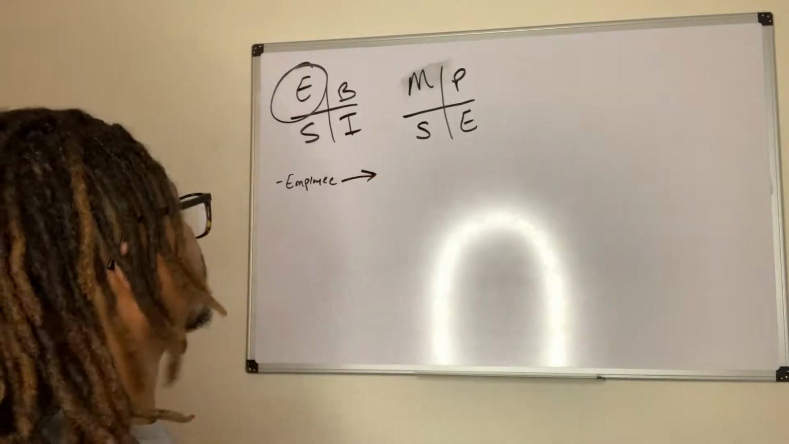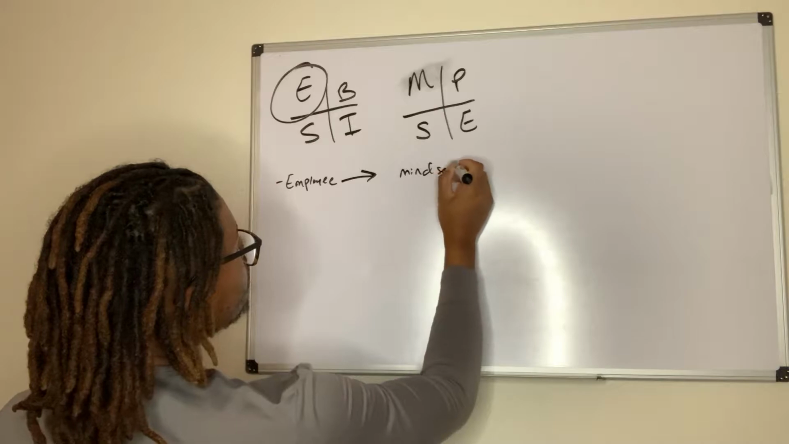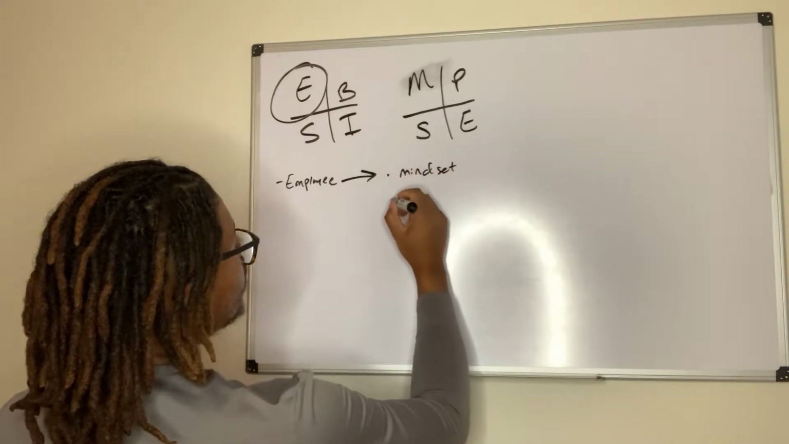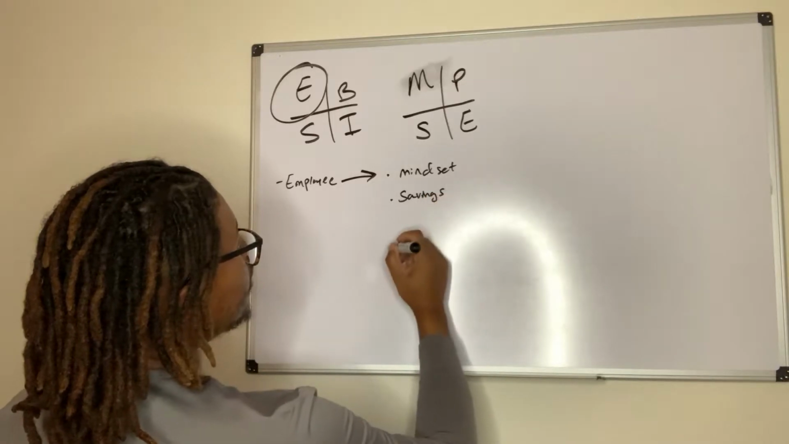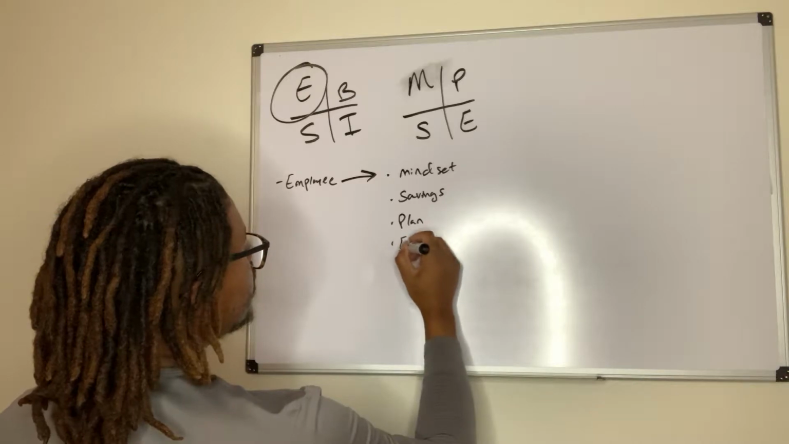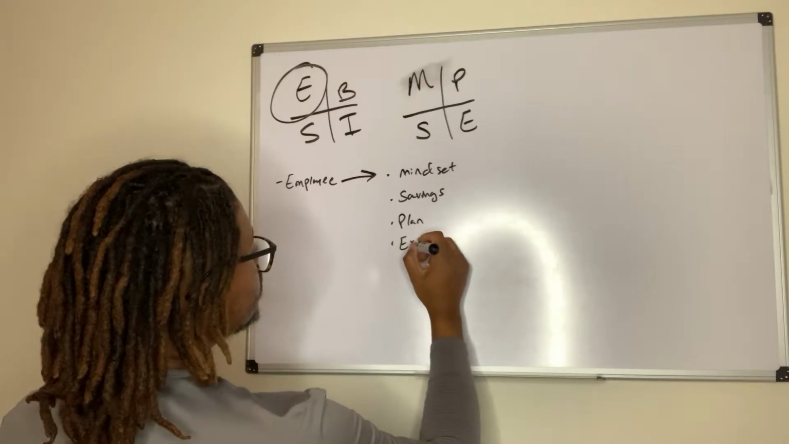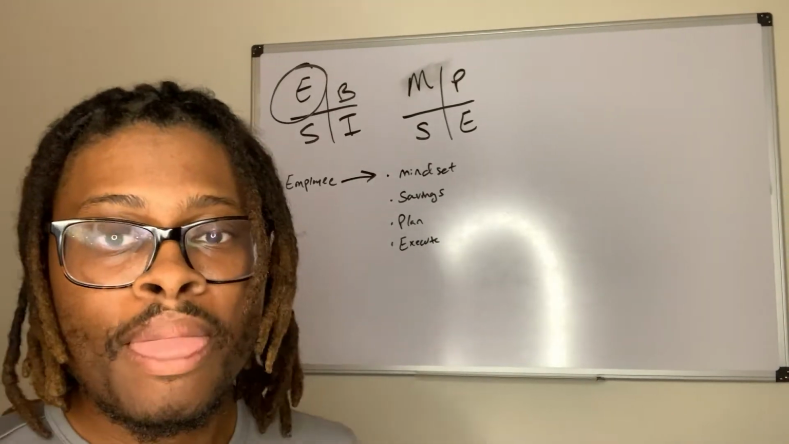So the M is for mindset. The S is for savings. The P is for plan. The E is for execute. Hopefully I spelled all of those right.